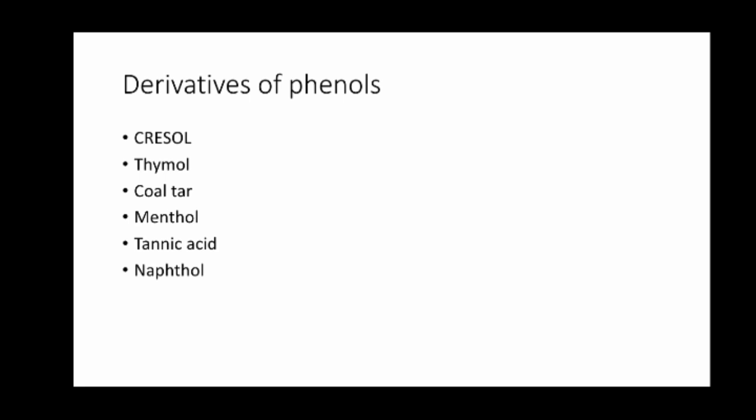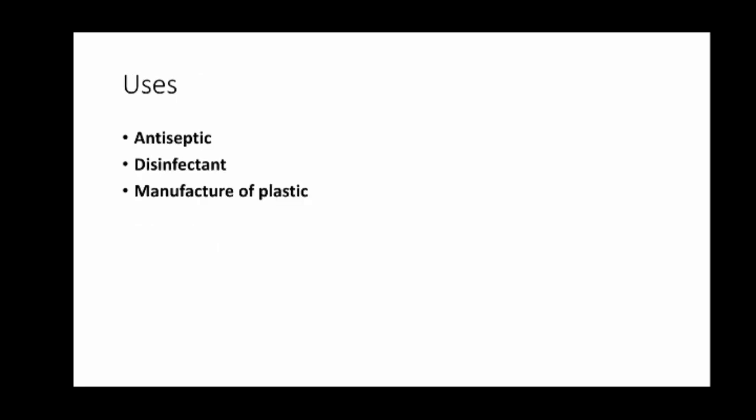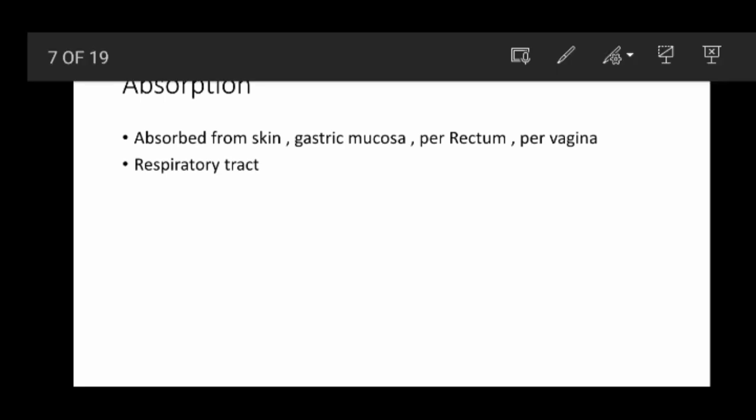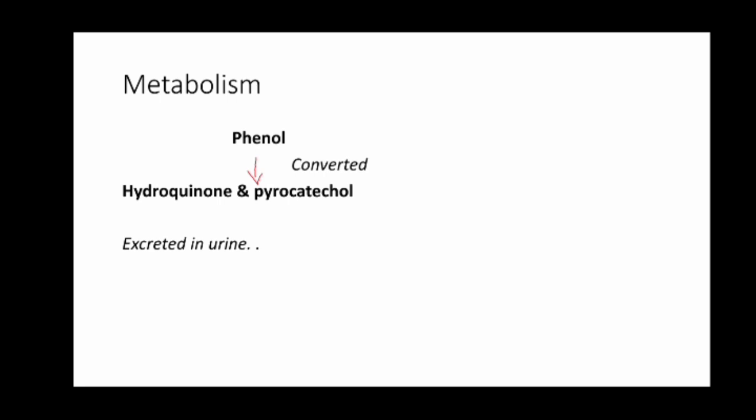The derivatives of phenol are cresol, thymol, naphthol, tannic acid, menthol, and coal tar. The uses of carbolic acid are as an antiseptic, disinfectant, and in the manufacture of plastic. It is absorbed through the skin, gastric mucosa, per rectum, per vagina, and respiratory tract. Metabolism takes place in the liver. Phenol is converted into hydroquinone and pyrocatechol. These are the metabolites, and they are excreted in the urine.